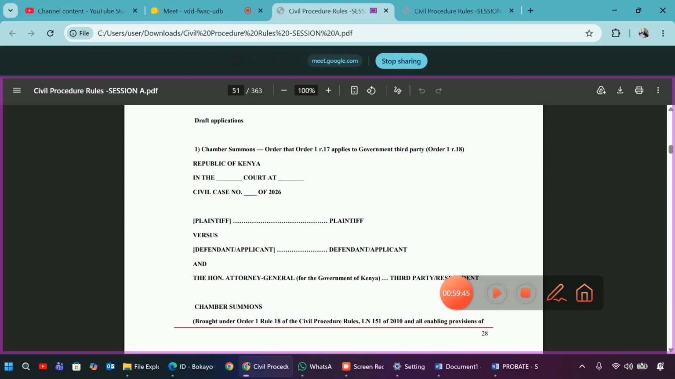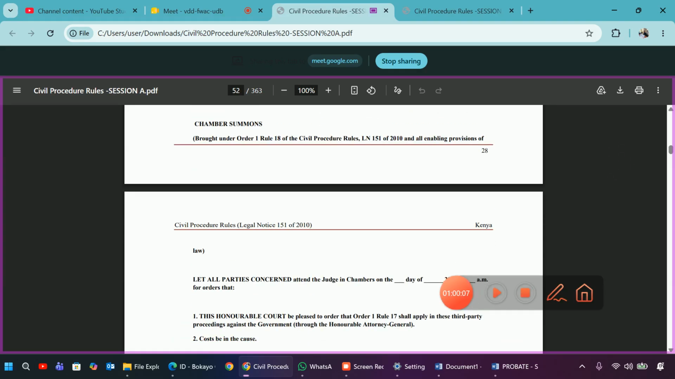What will you draft? You will draft a chamber summons that is being brought under Order 1, Rule 18 of the Civil Procedure Rules. Take note of how parties appear when you are suing a third party. You introduce versus the defendant, plaintiff, and the Honorable Attorney General for the Government of Kenya being the third party.